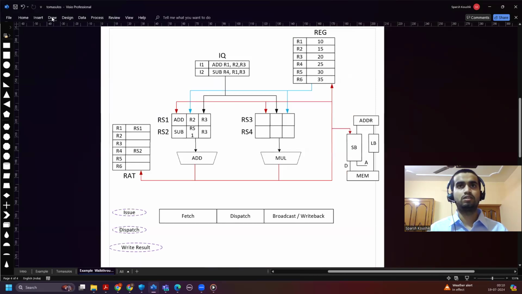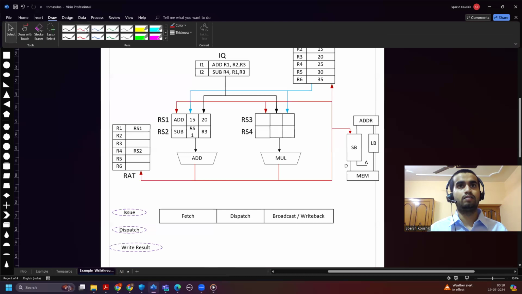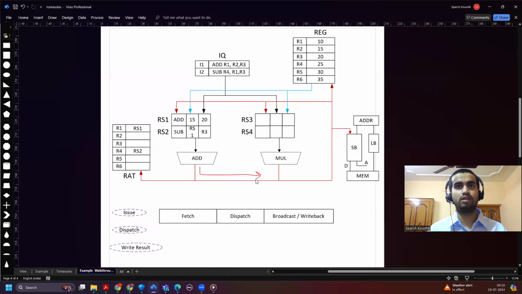In the dispatch stage, we'll check which instructions have all their inputs available. In this case, RS1 has its inputs available, R2 and R3, which are 15 and 20. So RS1 can be dispatched to the add unit, and the add unit computes the data and puts the data on the bus to be broadcasted. The data of 35 along with the tag of RS1 is broadcasted.